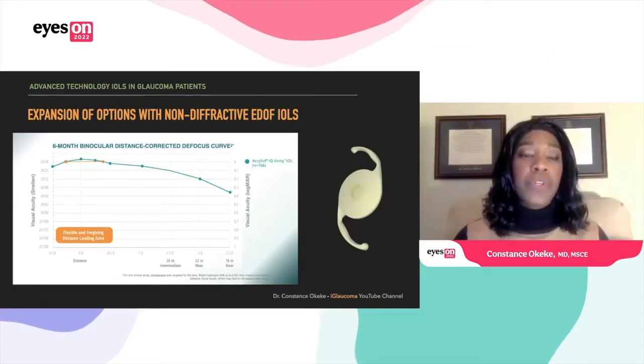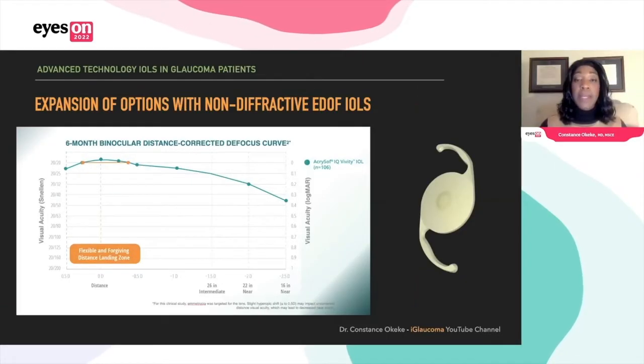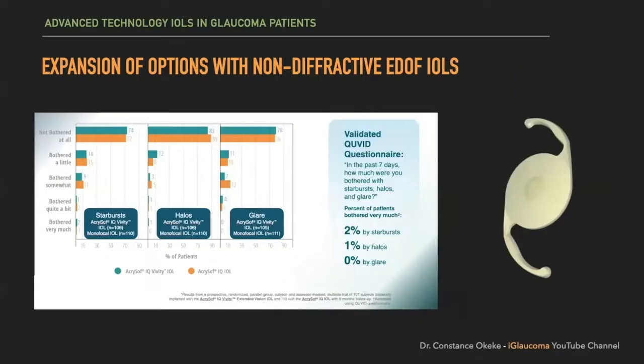And for a patient who has glaucoma but desires to have less dependence on glasses and more range, this provides that with, as we'll see, less of the dysphotopsias, which is a major concern for our glaucoma patients. So here in the evaluation of the Vivity lens compared with the Acrysof IQ monofocal lens, a questionnaire was given in the clinical trial. And one of the questions asked was, in the past 7 days, how much were you bothered by starbursts, halos, or glare?